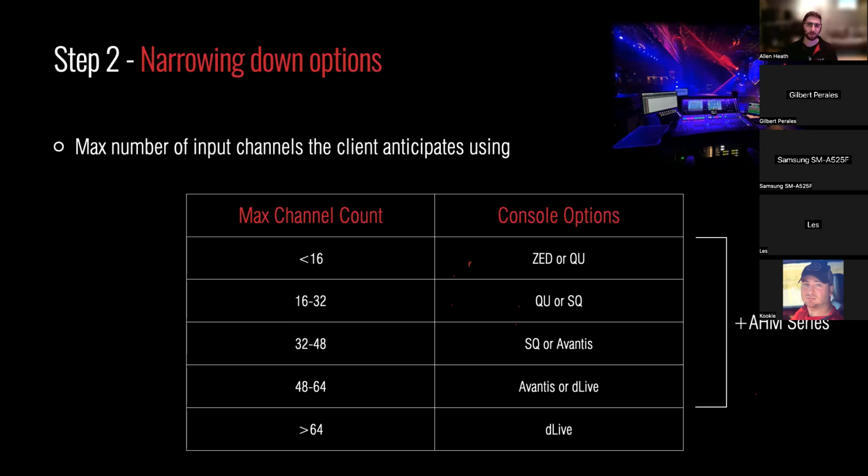If it's not a situation where you're mixing musical stuff, it's just simple adjustments of level and dry microphones, then the AHM series can also apply in a lot of these cases. So think about AHM as well. And then, if somebody says, hey, I need 65 input channels, you can already eliminate everything Avantis and down, because Avantis maxes out at 64. And so that really narrows you down to DLive.